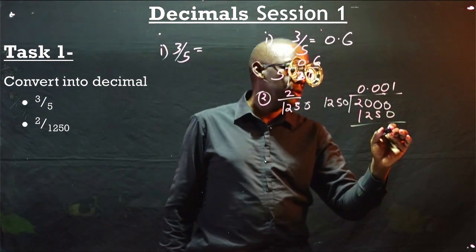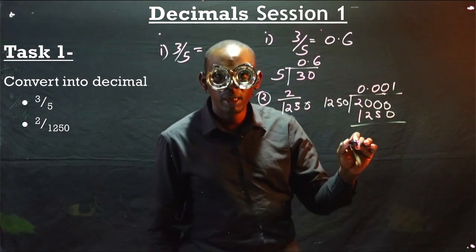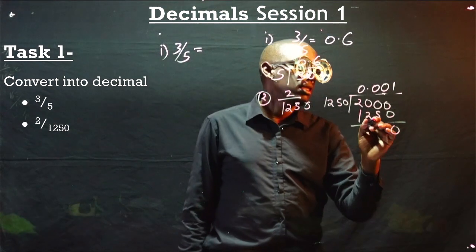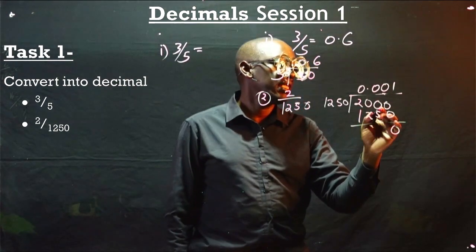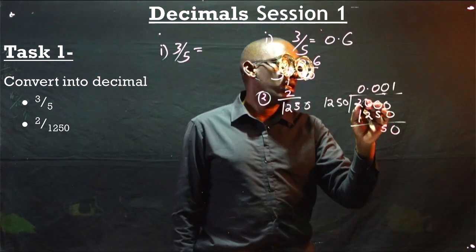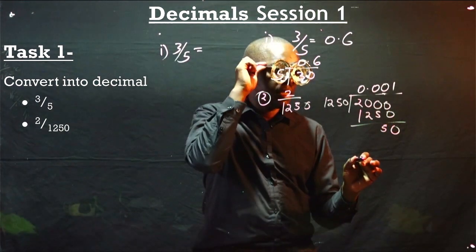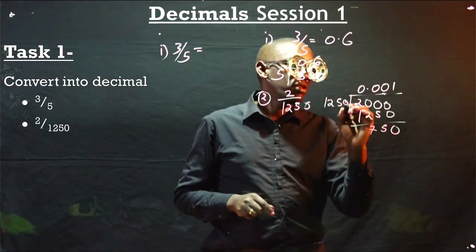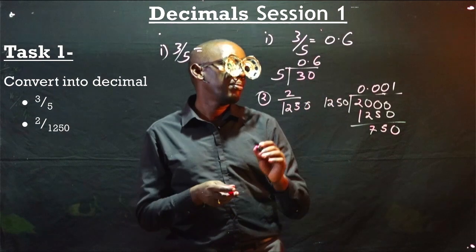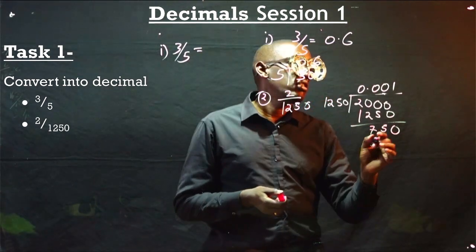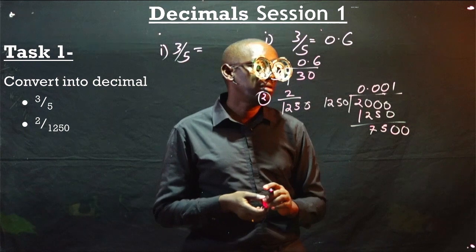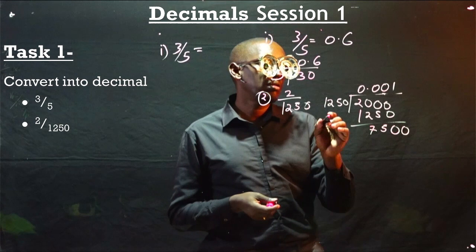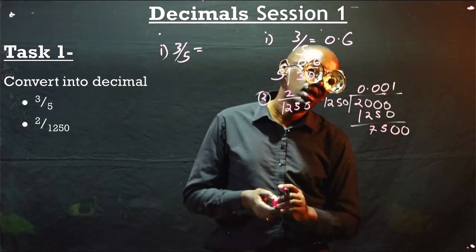0 minus 0, 0 minus 0, 0 minus 0, 0 minus 0. Now, borrow 1 here. 10 minus 5 is 5. We had already borrowed 10 here, so we have 9. 9 minus 2 is 7. And this is already 1 here. Okay. Now 750 divided by 1250. So we need to add a 0 there. 7500 divided by 1250. Would that be 4 or 5? Or 6?